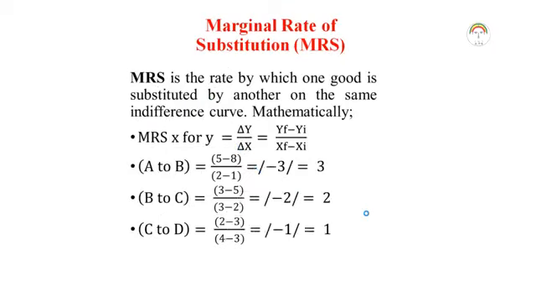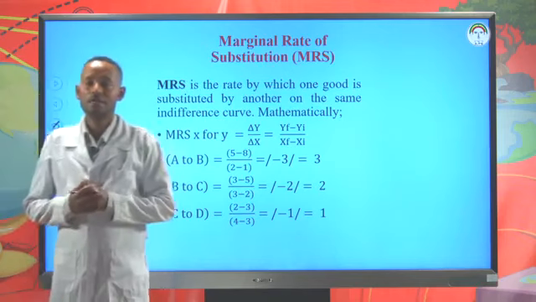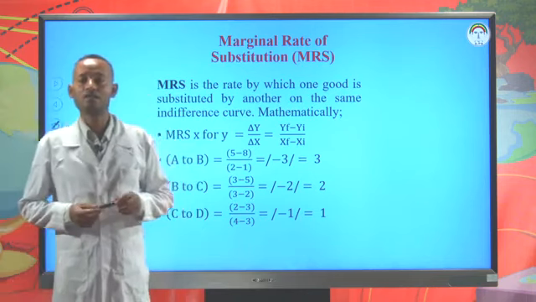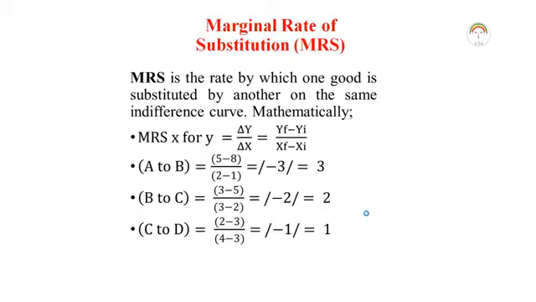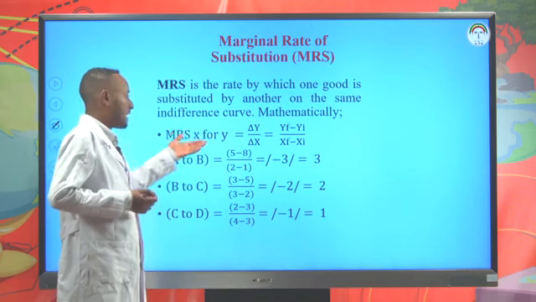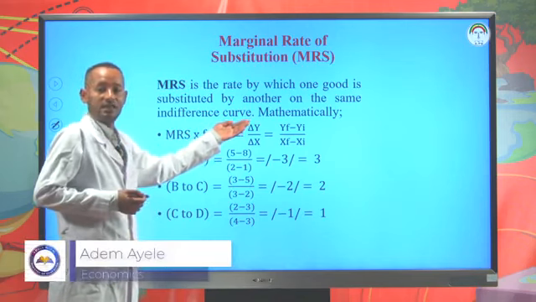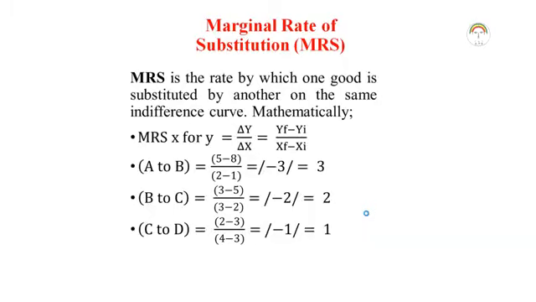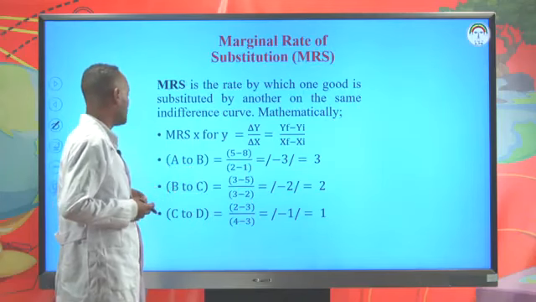Next, let's see the marginal rate of substitution. The marginal rate of substitution is the rate by which one commodity is substituted for another on the same indifference curve. From the indifference sets, the marginal rate of substitution of commodity X for Y is calculated by dividing changing the commodity Y, which is given up, by the changing commodity X, which is gained. This means changing Y is Y final minus Y initial, and changing X is X final minus X initial.